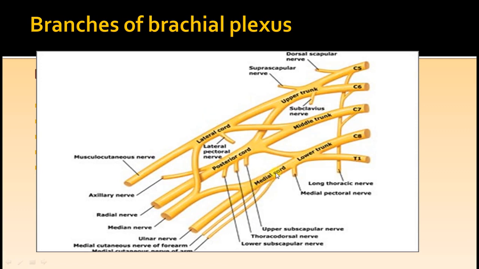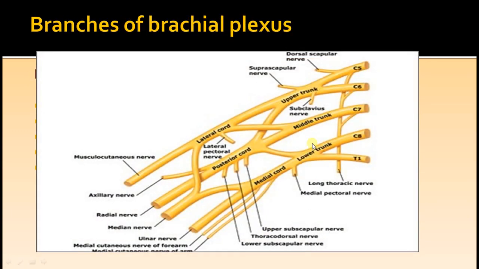The medial cord is actually the anterior division of the lower trunk. The anterior division of the lower trunk alone does not join with any other and forms the medial cord. The lower trunk itself is formed by C8 and T1. So naturally, all the branches of the medial cord will have the root value of C8 and T1.